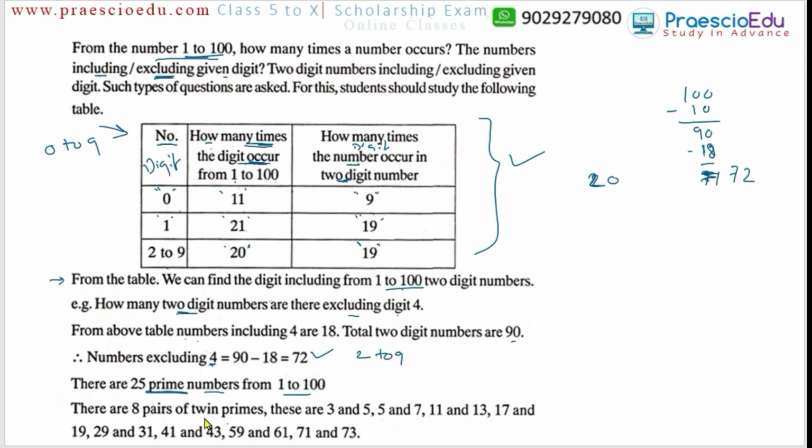Now there are 8 pairs of twin prime numbers. Already we have seen this also, and these are the pairs as given: 1, 2, 3, 4, then 5, 6, 7, and 8. We know the twin prime numbers have a difference of 2. Or we can say that in between the two prime numbers there is one even number like this one. So these are the criteria for twin prime numbers.